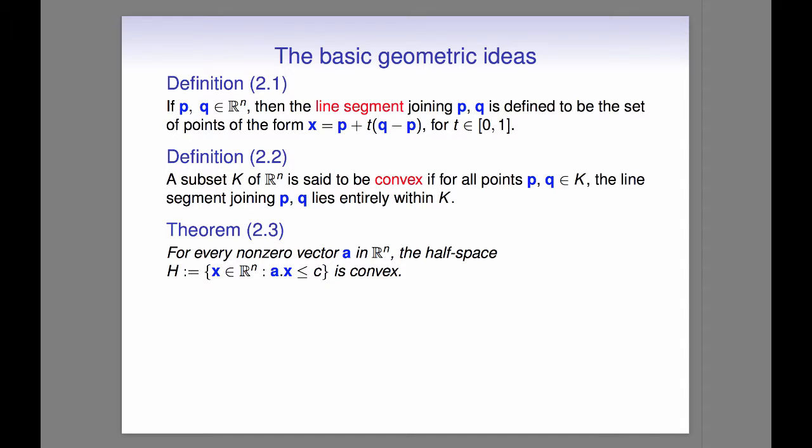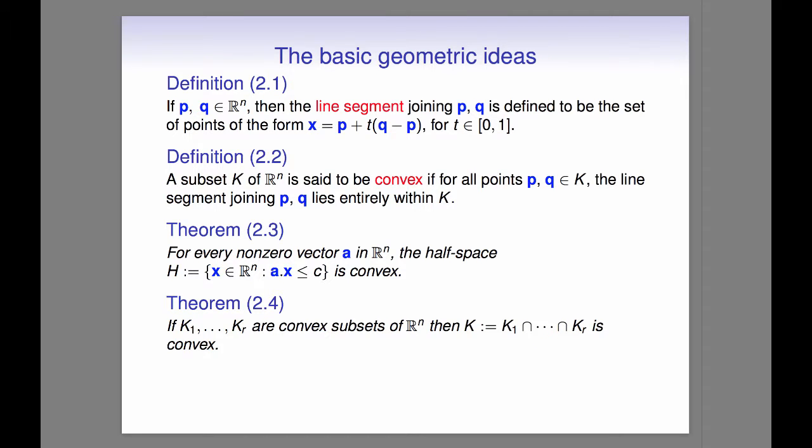Now, a very easy to prove theorem says that half spaces are convex. That's easy to see directly from the definition, and it's treated in the printed notes. Another simple result is that the intersection of any finite number of convex sets is convex. Again, that's really simple and straightforward, and it's treated in the notes. You put these results together, and you get the fundamental fact that the feasible region of any linear programming problem is convex.